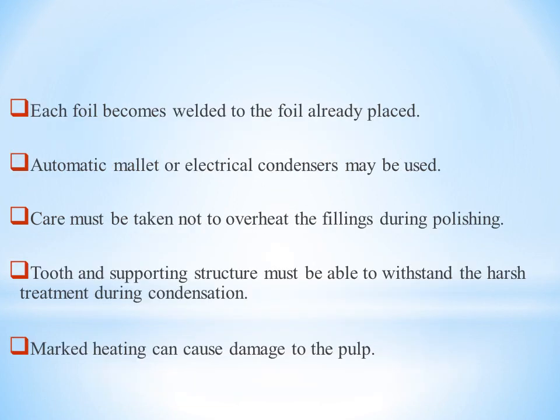During placement of each increment, the opposing foil becomes welded to the foil already placed below, and this way we keep building up the whole filling. So for the condensation process, automatic mallets or electrical condensers may be used, and these are special instruments used for this process. However, care must be taken not to overheat the filling, and tooth and supporting structures must be able to withstand the harsh treatment during condensation. We have to be very careful that we do not fracture the tooth or overheat it while carrying out these procedures. Marked heating can cause damage to the pulp.